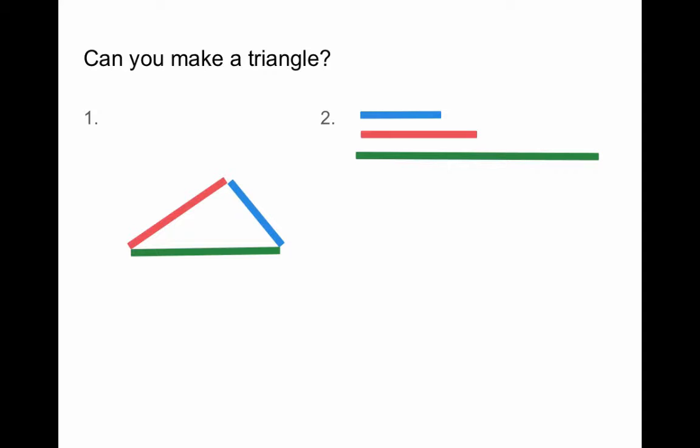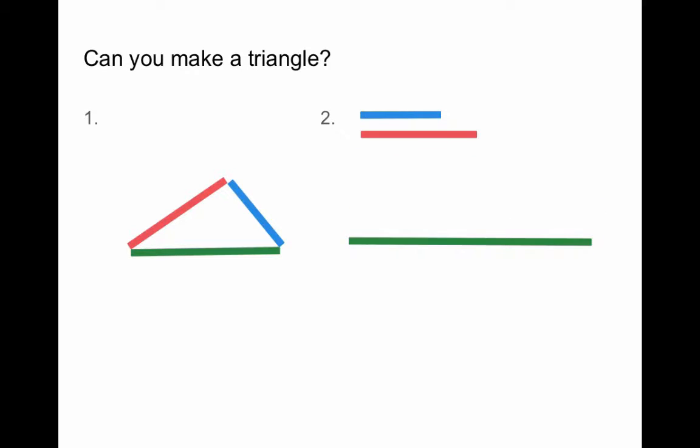Okay, let's try this other one. So put my green one here. Let's put my red one here. Uh-oh. Well, look at that. That is not going to work. That's not going to work at all. So what's different about my two sets of segments? All right, so how can you determine if three lengths can make a triangle?